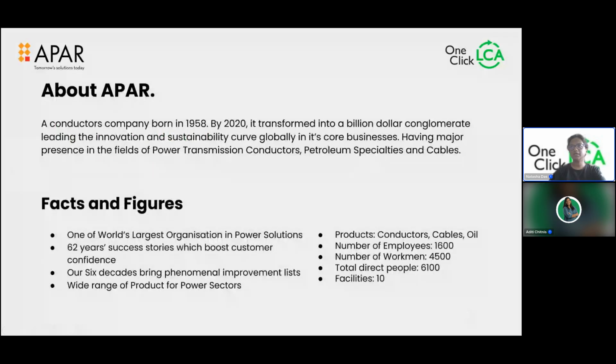APAR Industries is a conductor company. They are one of the largest cable companies that we have in India. It has transformed into a $1 billion conglomerate, so they have multiple divisions now: power transmission conductors, petroleum specialties, and cables. They are one of the largest organizations in power solutions. They have been in the industry for 6 decades, and they have a lot of other impressive specifics.